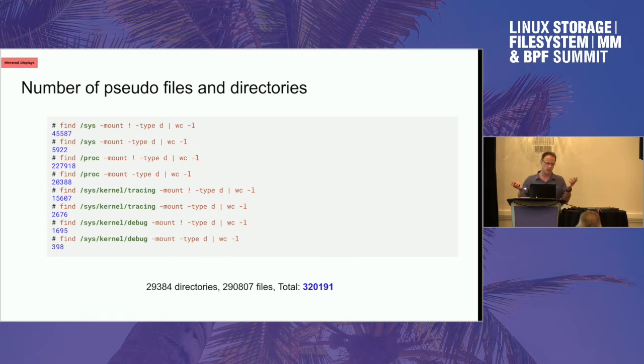And then I'm like, okay, what about my system? I'm using the dash mount, so it's only the file system that these things are looking at, and tracing has typically 15,000 files, 2,600 directories. The debug is actually quite small on this machine. It's my server, so I don't have that much debugging turned on. So it was 1,695 files, 398 directories. Total of 320,191 files and directories together.